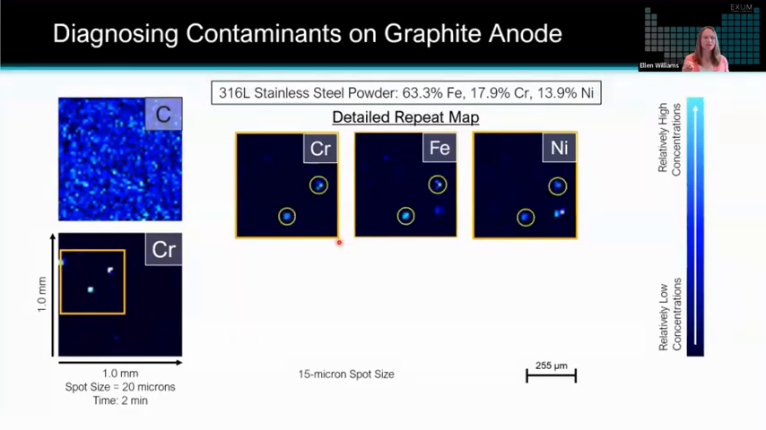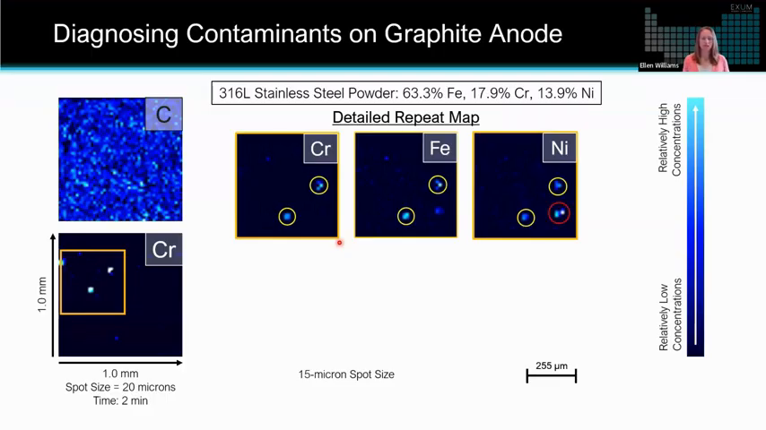And we can very clearly see that there are two distinct particles with high chromium, high iron, high nickel that correspond to that expected chemistry of these 316L stainless steel powder particles that we knew were on this graphite anode. So this demonstrates the technique's ability to reliably measure the chemistry of contaminant particles.